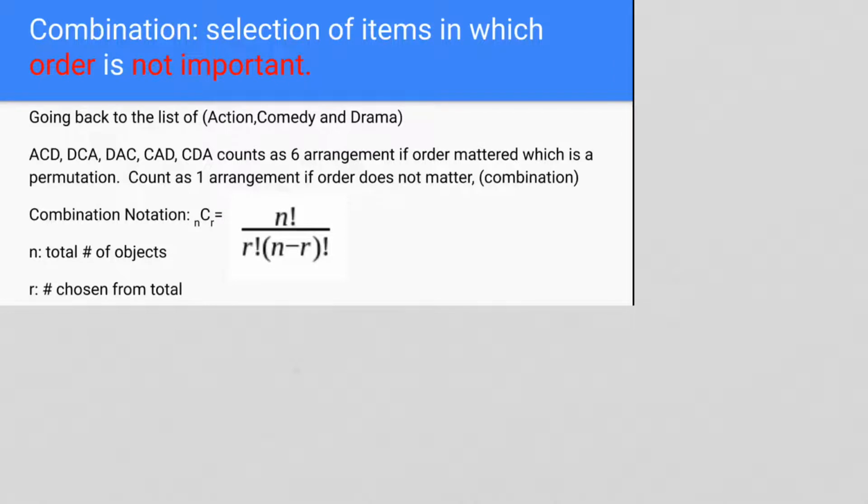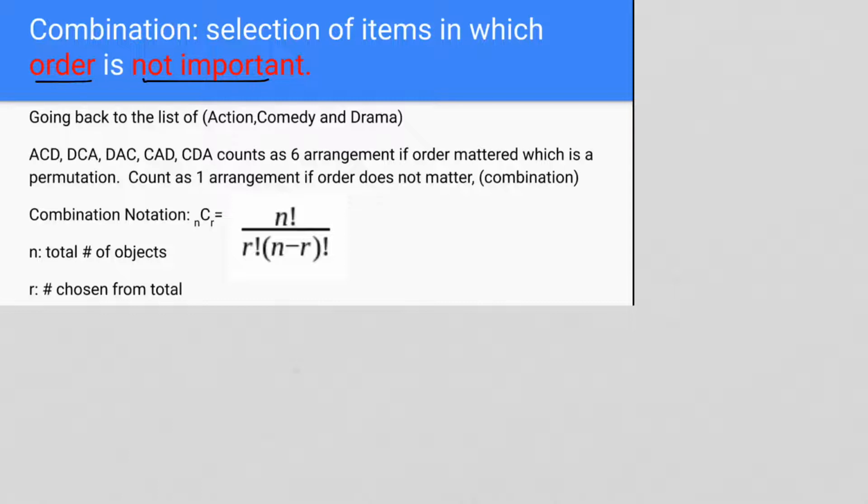Okay, last thing for this section, combination. A combination is a selection of items. This time, order is not important. Not important, the order. So let's go back to the very beginning of the lesson where we had to make a list and a tree diagram for the action, comedy, and drama possibilities.